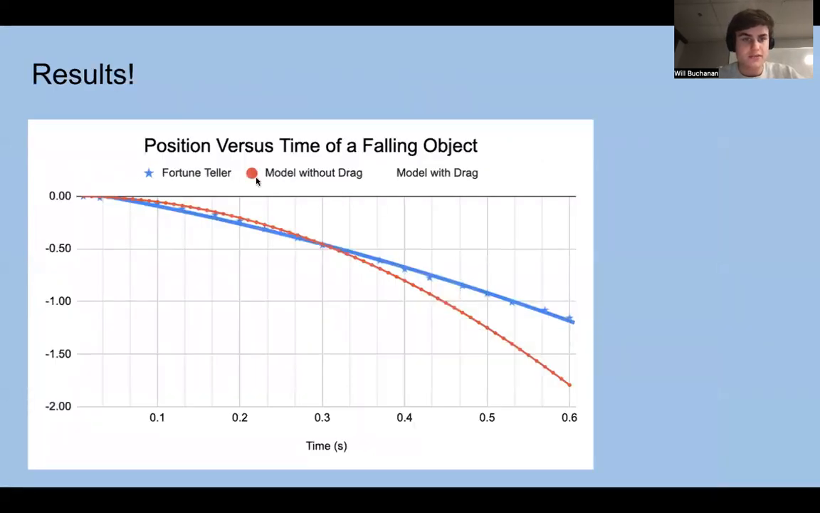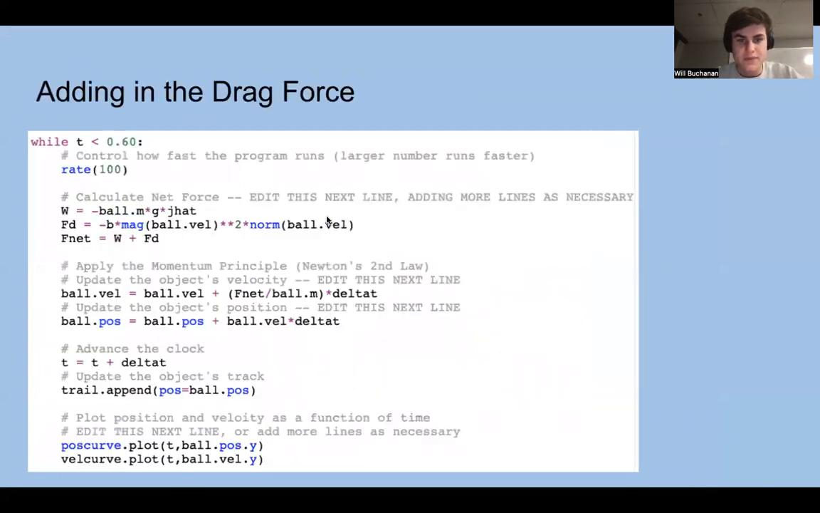So the position versus time of a falling object, when we look at just the fortune teller, it did not fall as quickly as the model without drag. And this discrepancy here tells us that there's something else going on. There's something we're not taking into account. And that would be the drag force.